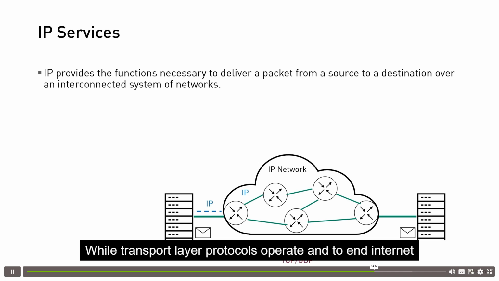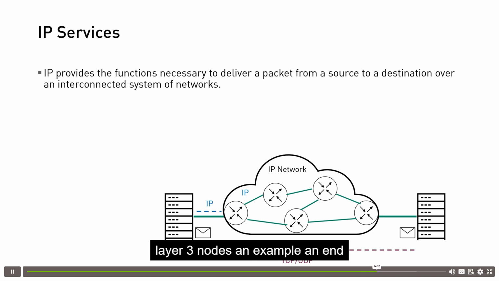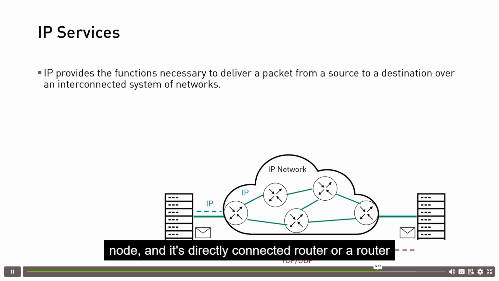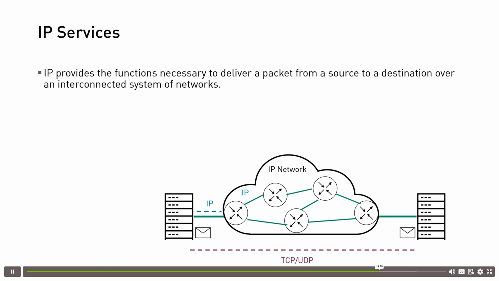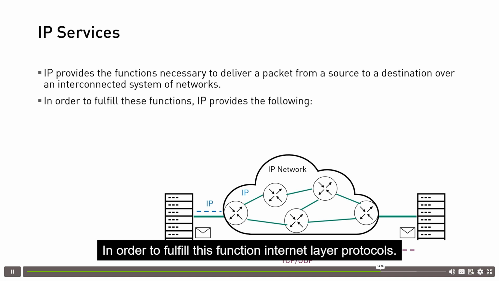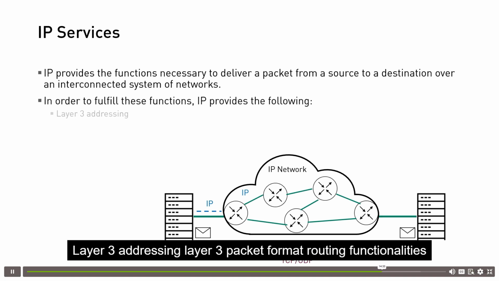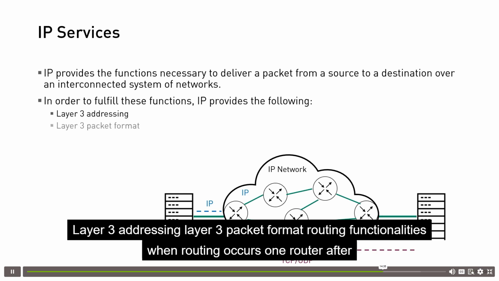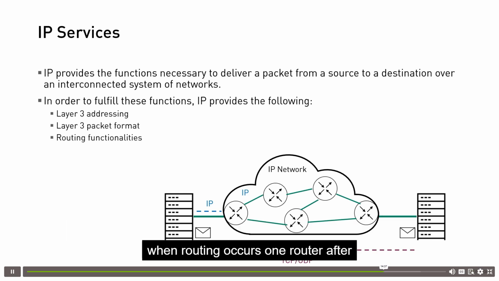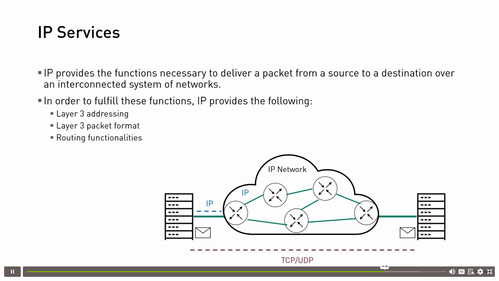While transport layer protocols operate end-to-end, Internet layer protocols operate between any two directly connected layer 3 nodes. An example, an end node and its directly connected router, or a router and its neighboring router. In order to fulfill this function, Internet layer protocols should define the following: layer 3 addressing, layer 3 packet format, routing functionalities when routing occurs one router after another, or hop by hop.